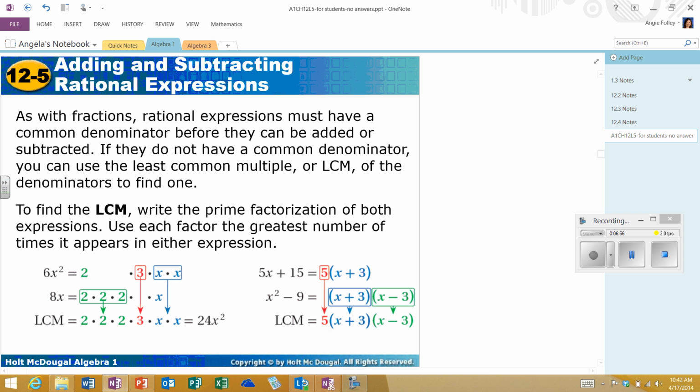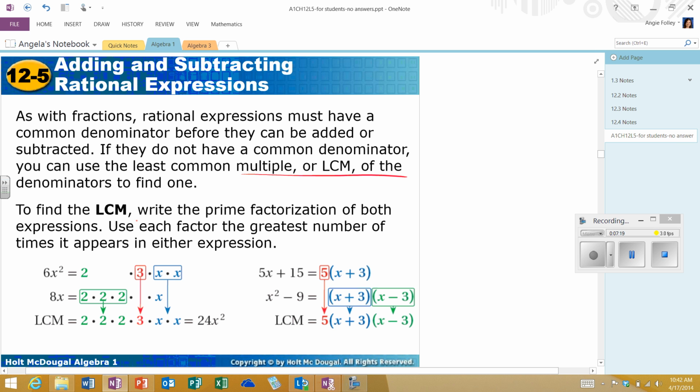Okay, so here comes the tricky part. If you haven't been paying attention, this is the last part of the lesson, but it gets a little tricky. As with fractions, rational expressions have to have a common denominator before we can add or subtract them. If they don't have a common denominator, we have to use the least common multiple of the denominators to find one. This is kind of a long route to find the least common multiple.